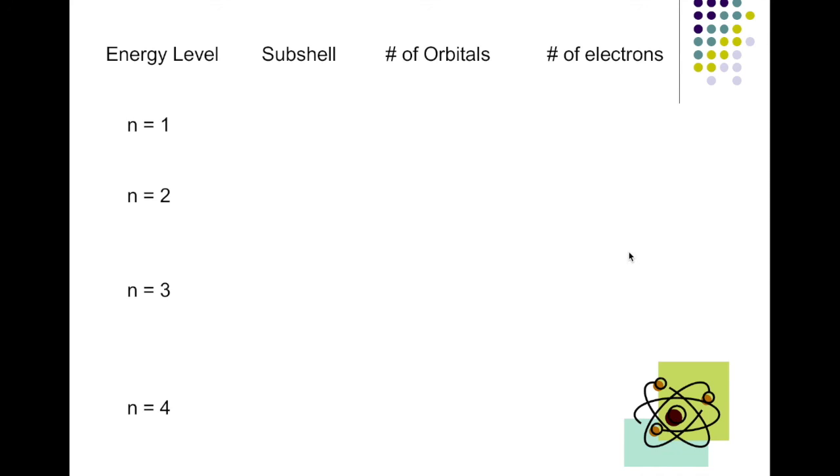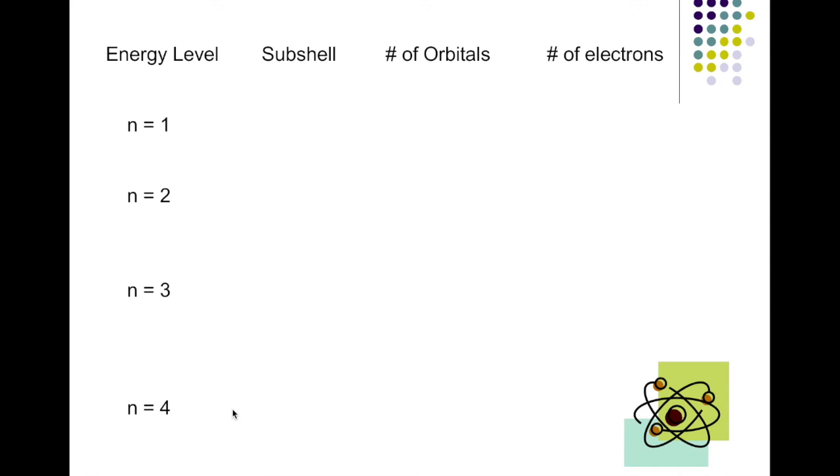Now if you notice, there is a correlation. The number of orbitals corresponds to the number of electrons divided by 2. So however many electrons you have, divide that by 2, and that gets you the number of orbitals. The number of orbitals multiplied by 2 gets you the number of electrons.